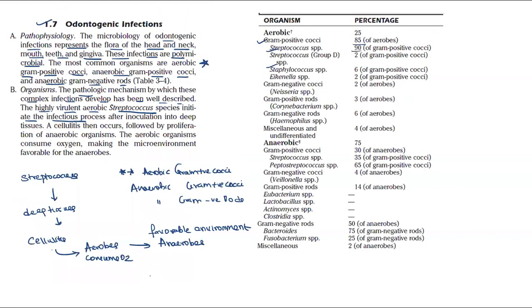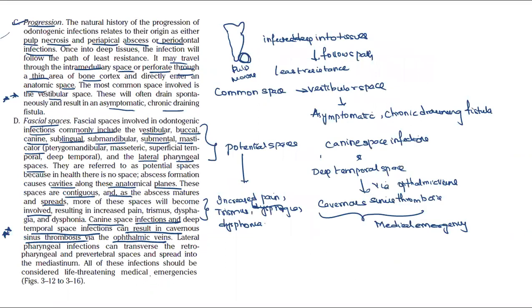So here in the odontogenic infections, the first causing organism is streptococci, followed by anaerobic gram-negative cocci, followed by anaerobic gram-negative rods. So streptococcus inoculates into deep tissues, causes cellulitis. Now, progression: it will first start as a pulp necrosis or an abscess and then inoculate deeper into the tissues, and it follows the path of least resistance. So the common space involved is the vestibular space. It will lead into an asymptomatic chronic draining fistula.